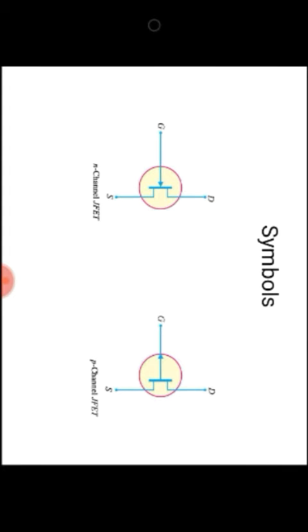Okay, now the symbols of N channel JFET and P channel JFET. There are three terminals: drain, gate and source, and the arrow is at the gate terminal. It points inward in an N channel JFET, and in a P channel JFET it points outward. So it is a little bit different symbol compared to BJT.